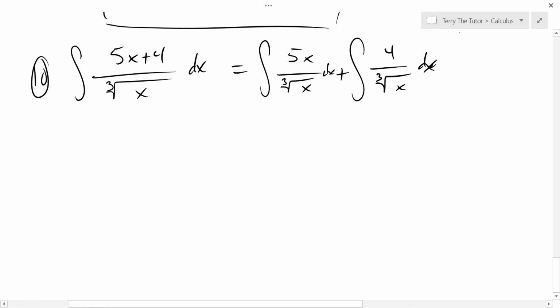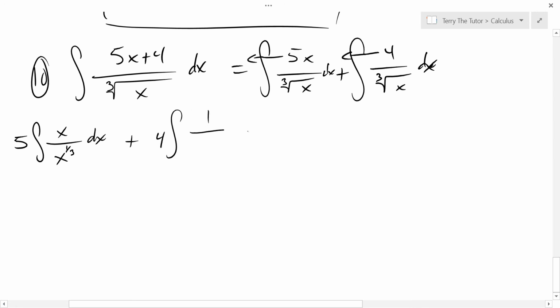Now, it'll be more visual if we change this radical to exponential form first. So let's go ahead and do that. We've got the integral. Let's move that 5 on out. That'll be easier. Let's move that 4 on out. So we've got 5 now, and we've got x left, divided by x to the 1/3 dx plus 4 integral of 1 over the third root, x to the 1/3 dx.